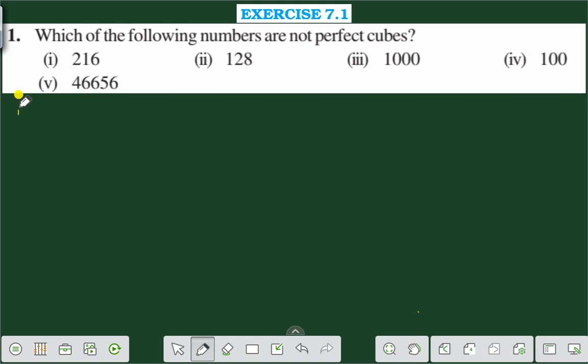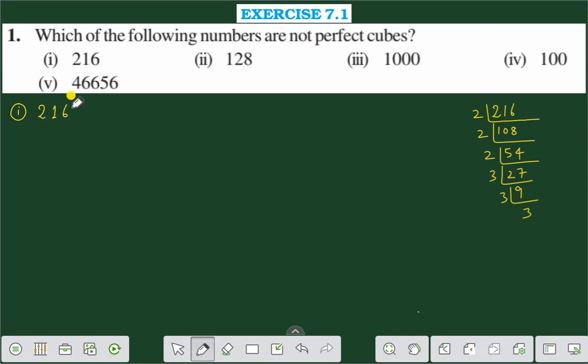First we solve question number 1, that is 216. First of all, we'll find the prime factorization of 216. Dividing by 2, we get 108. Again divided by 2, we get 54. Again by 2, we get 27. Again by 3, we get 9, and 3 threes are 9.